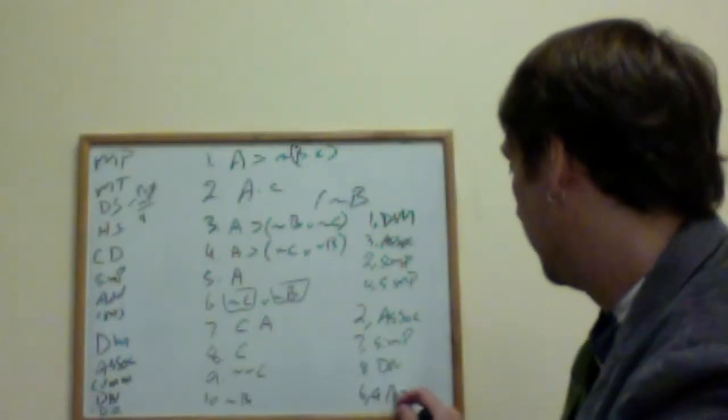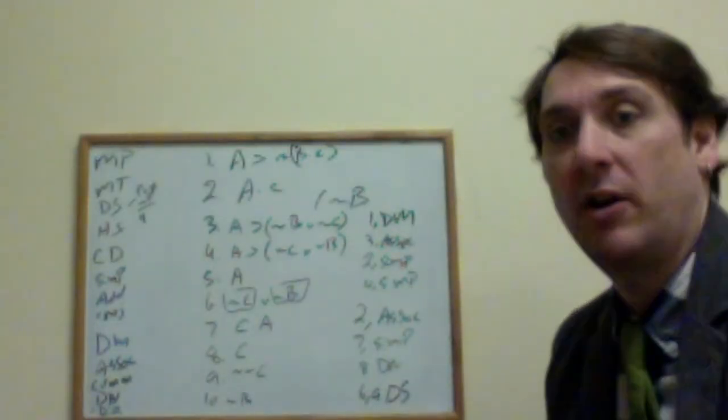Now we can use line 9 and line 6 and get the thing we really want. So line 10 here, we write tilde B, and we got that because 6 and 9 are disjunctive syllogism. And now we've shown that the argument follows.